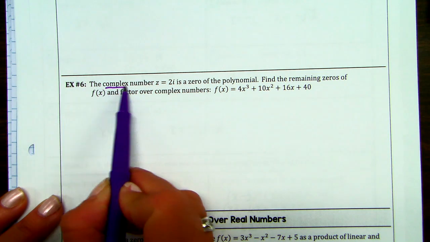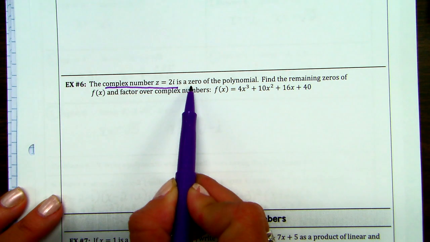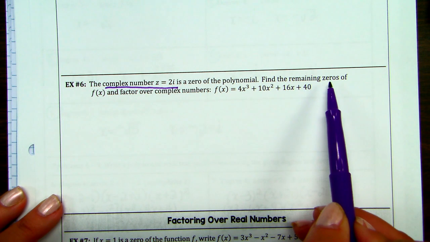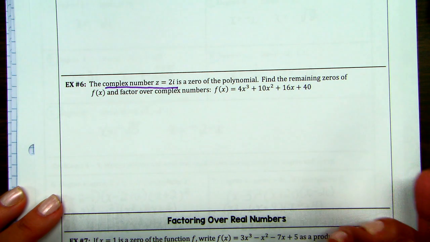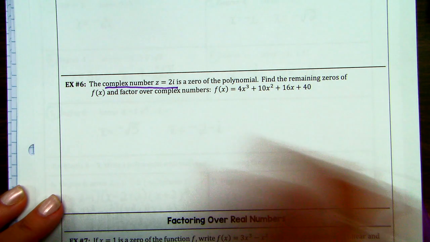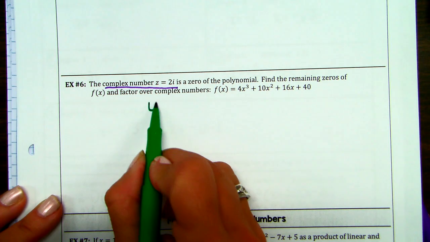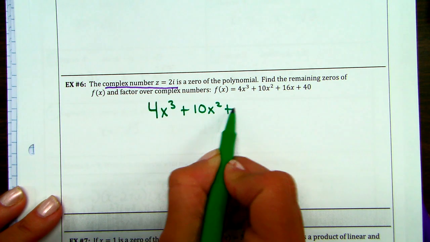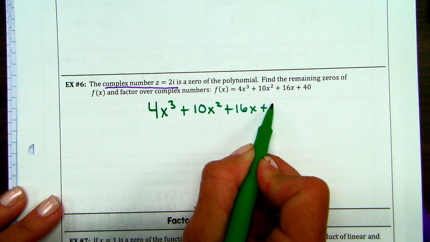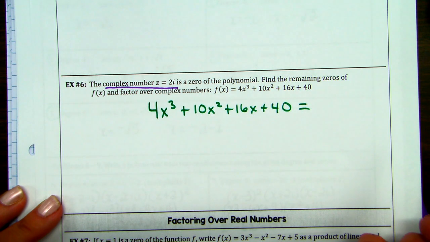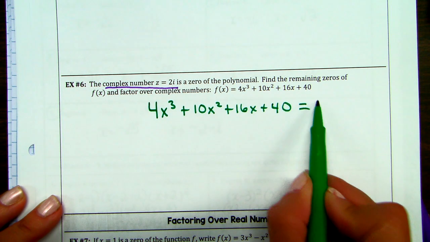So let me read. The complex number z equals 2i is a zero of this polynomial. Find the remaining zeros of f of x and factor over the complex numbers. So they're giving us this polynomial. You all know I can't write that small, so I'm going to rewrite it right here. And I think you guys know I can put the equal sign on this side. It doesn't matter. And since I'm trying to find the zeros, f of x, which is y, is 0.